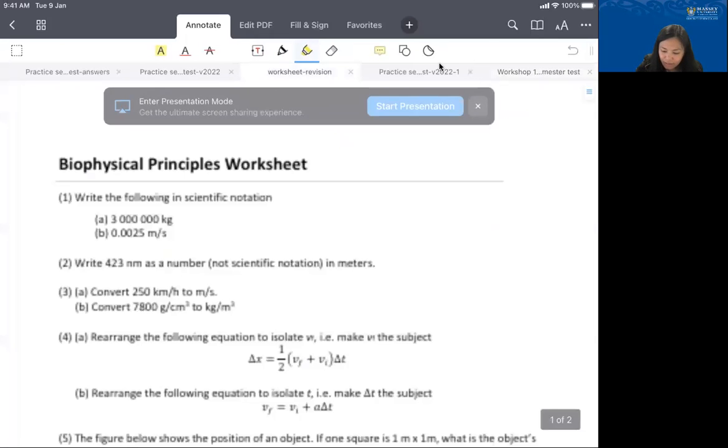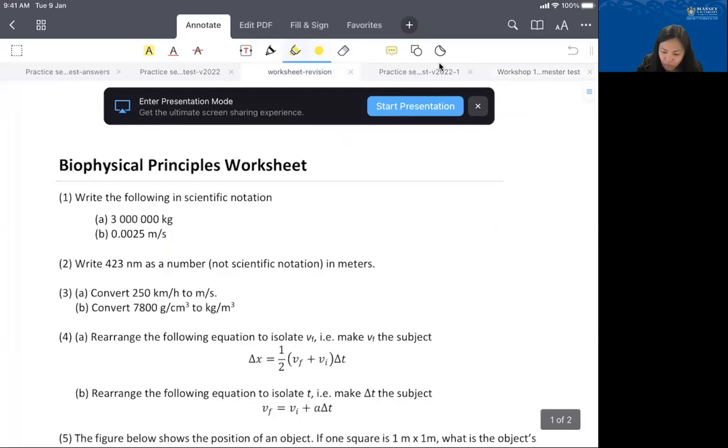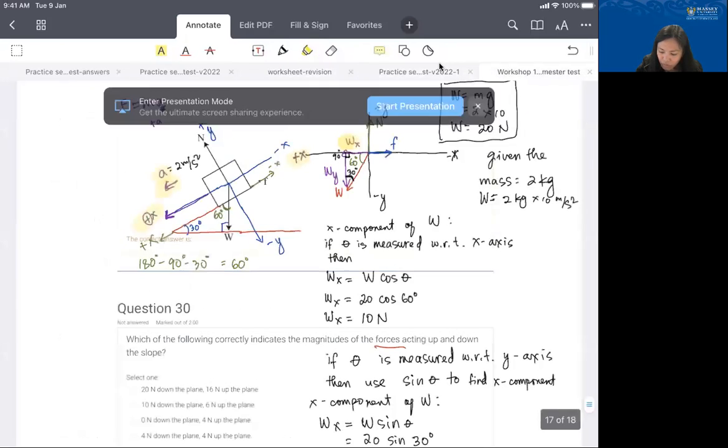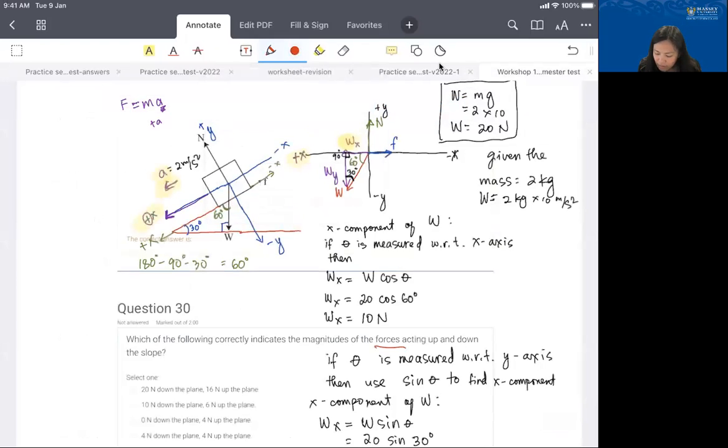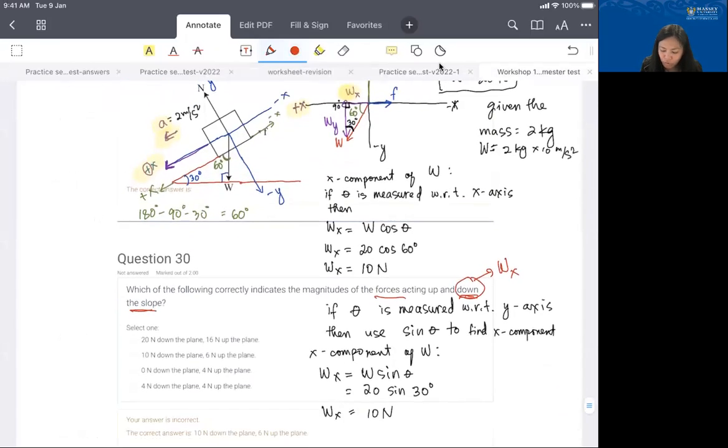So that means the component acting down the slope is the x component of the weight force, which we solved to be 10 newtons. So down the plane or down the slope is 10 newtons. There's only one choice that has 10 newtons down the slope, so that will be the answer. Because the weight force acting down the slope is the x component of the weight force.